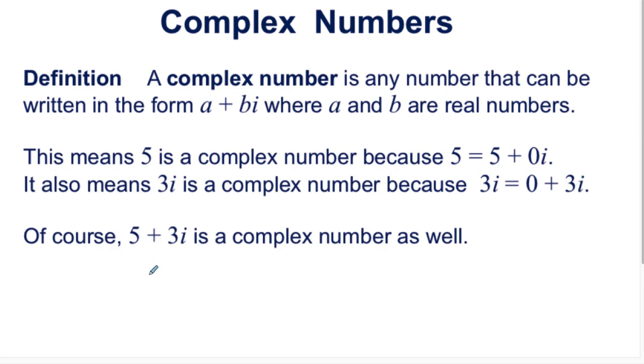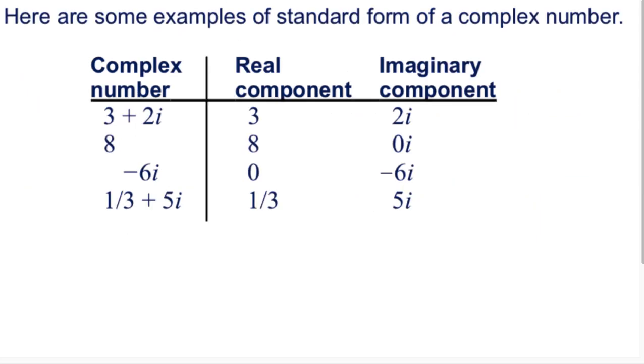So we know that 5 plus 3i is a complex number because it is made up of a real number and an imaginary number, okay? So let's begin. With complex numbers, the real number and the imaginary number together make a complex number.